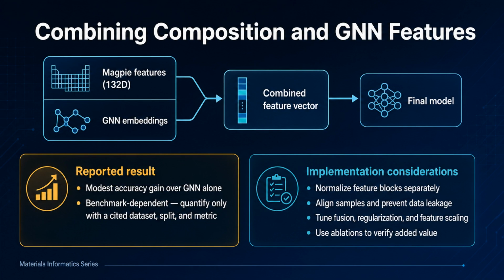Extract the penultimate layer from a pretrained GNN as a structure embedding. Combine with MAGPIE dimensions for a rich feature vector. Train a final model on the combined features. This can improve accuracy over GNN alone.